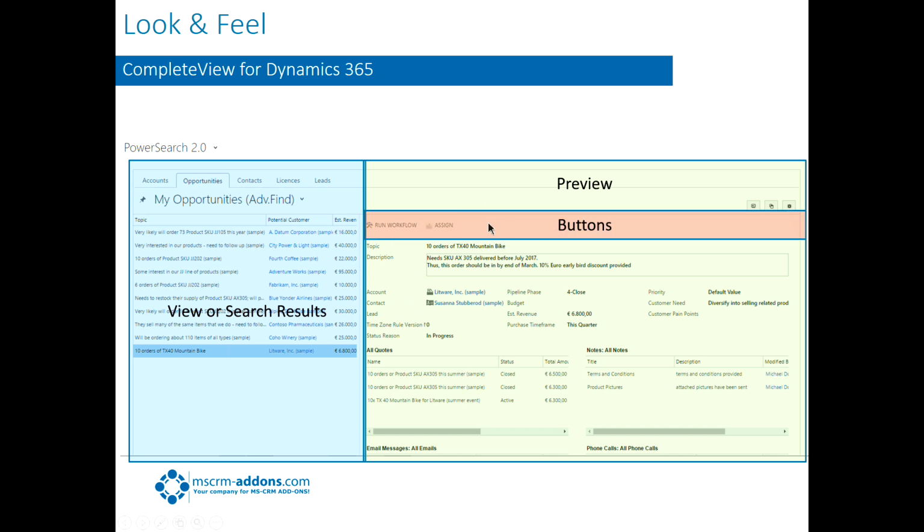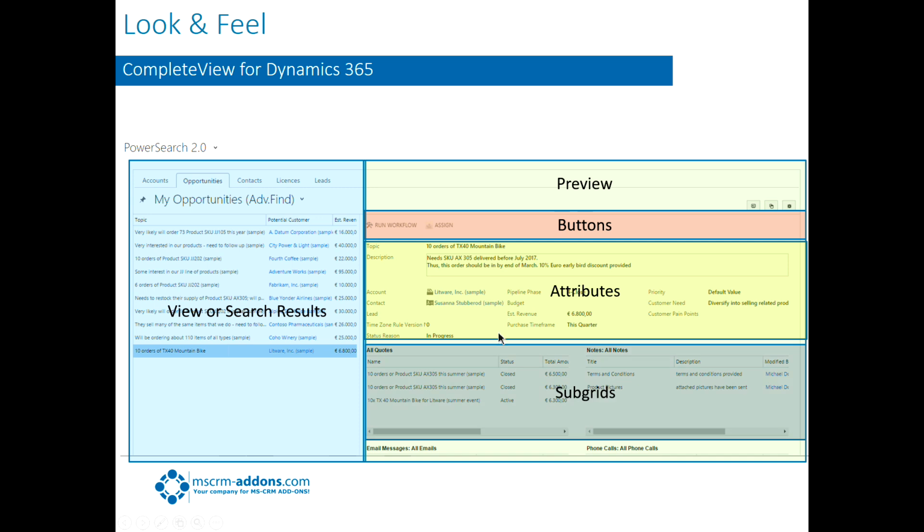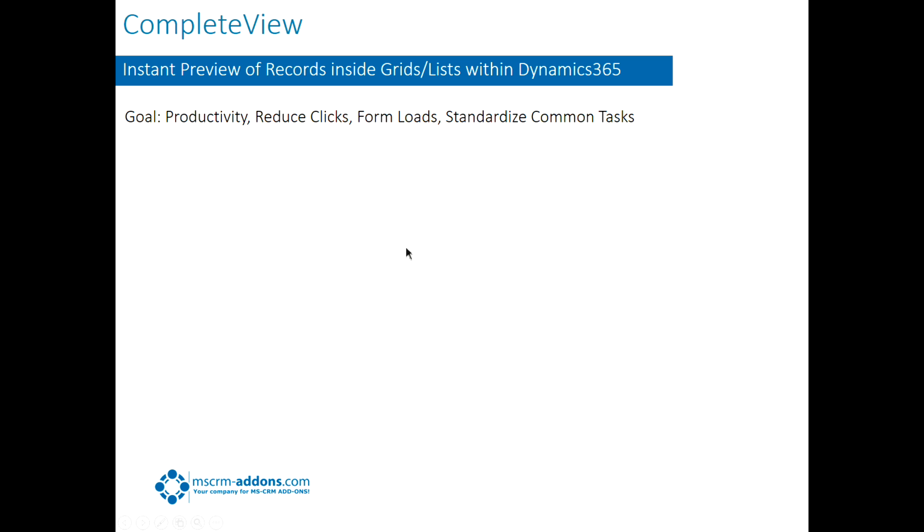On this side we have our preview window, and that's broken down into a few parts. Number one being our action buttons. Number two, the attributes, things like fields, lookups, etc. And then last but not least, we have our subgrids. That's basically how this particular piece is broken down, and you'll see this a lot better once I get into the demo. The CompleteView is just an instant preview of records inside grids or lists within Dynamics 365.